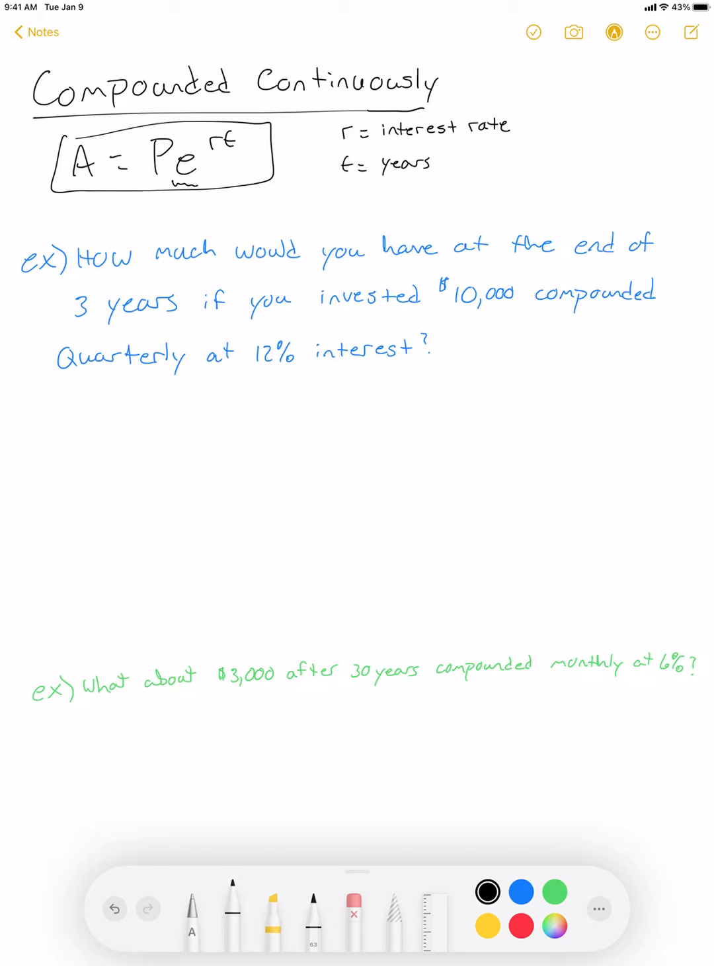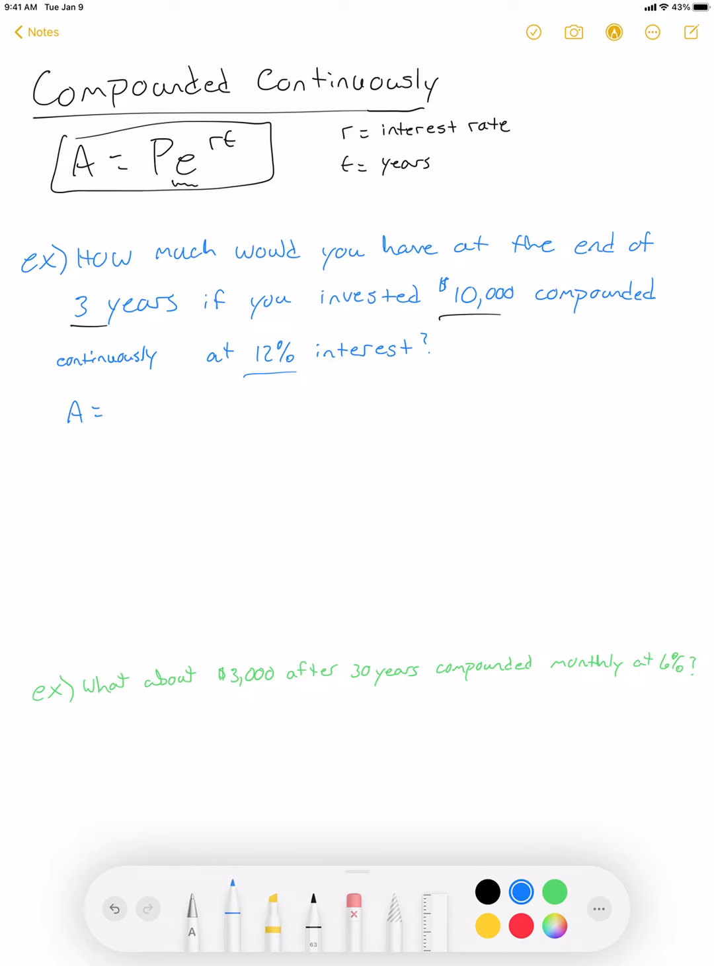So how much will you have at the end of 3 years if you invested $10,000? But in this case, we want to take this off, and we want to say compounded continuously. So what if this said continuously? So compounded continuously at 12% interest. And so we're going to use PERT.